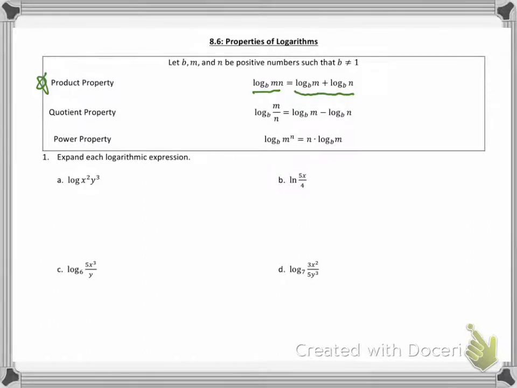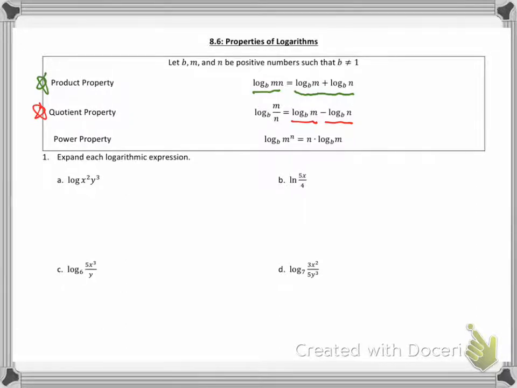The next property is the quotient property. Similar to exponents, if we see things with exponents being divided, we subtract the exponents. Kind of the same thing in the world of logarithms. If I'm taking the logarithm of m divided by n, the way that I separate it is by subtraction. So I would take the log of m minus the log of n. So it's always the top minus the bottom. It's always in that order no matter what values you're working with.